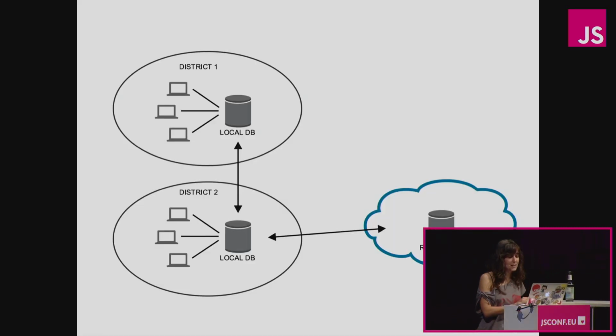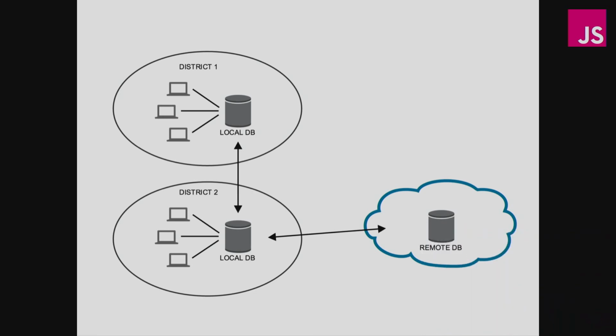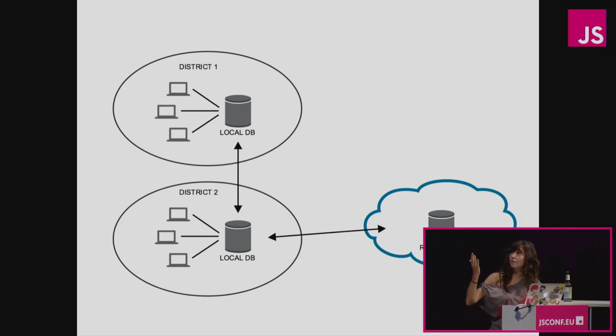What we realized is that we were sort of trying to solve a software problem for the sake of solving the problem somehow. We didn't need PouchDB in that particular case. We just needed a database available at all times. So what about having a local CouchDB database in every call center? CouchDB is very good at synchronizing between databases. So whenever there is internet, these databases will synchronize.